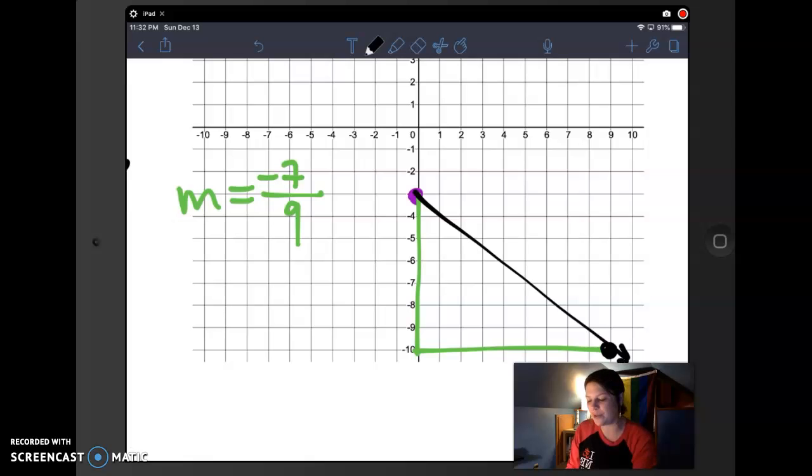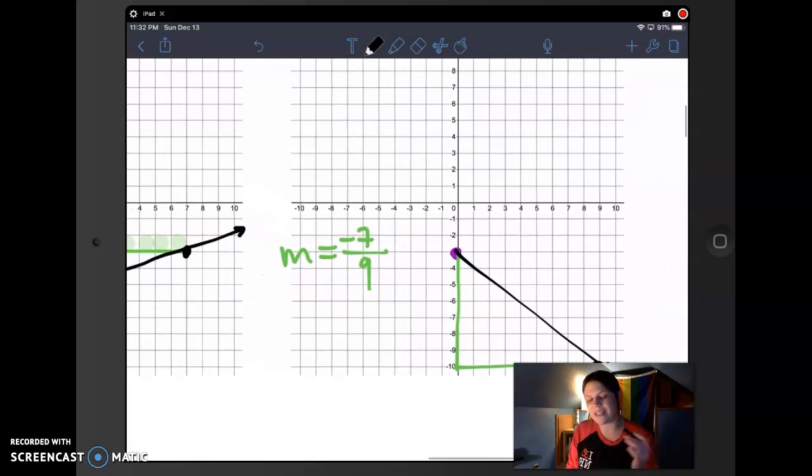Here we go. There's half of our line. We have to go the other direction now, and we're going to make that same slope triangle, but it's going to be on the other side.